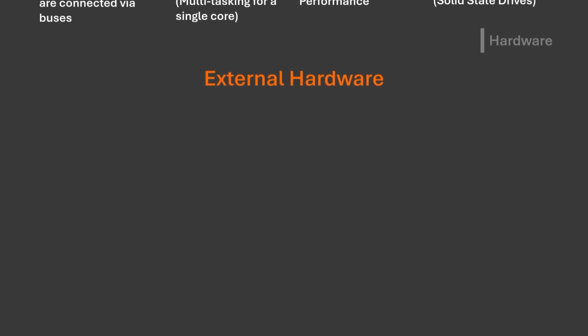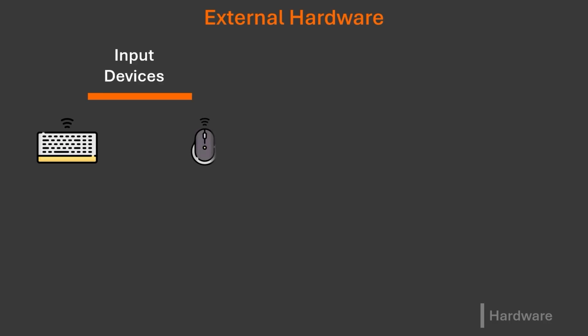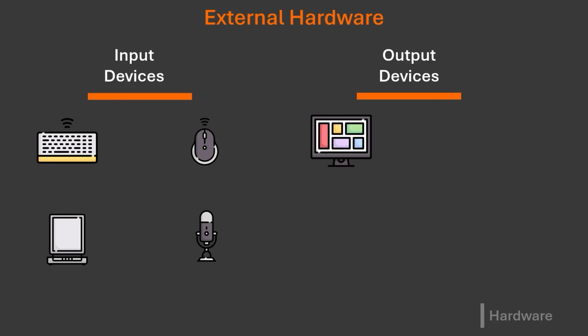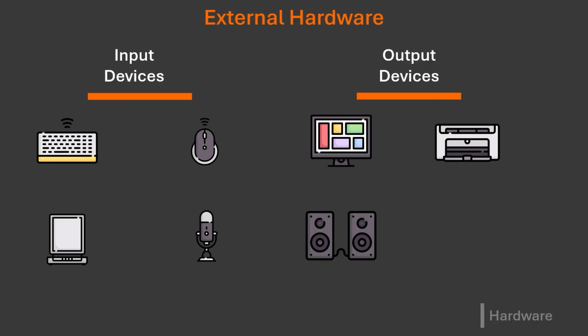Next, let's look at the hardware that connects from the outside of the computer casing. These devices enable user interactions with the computer system. Input devices such as keyboards, mouse, scanners, microphones provide data input. Output devices like monitors, printers, speakers, and projectors present processed information to the user. These input-output or I/O devices can connect via wired or wireless connection.